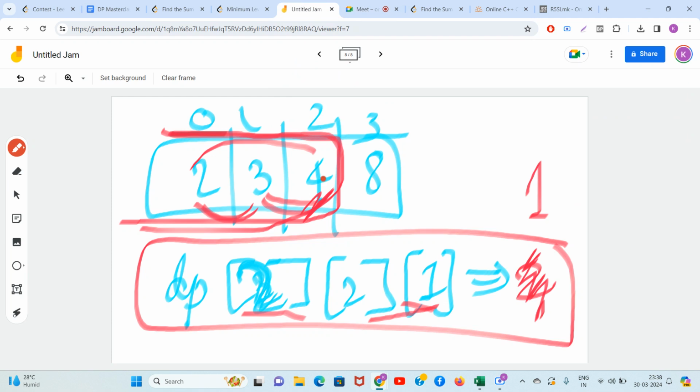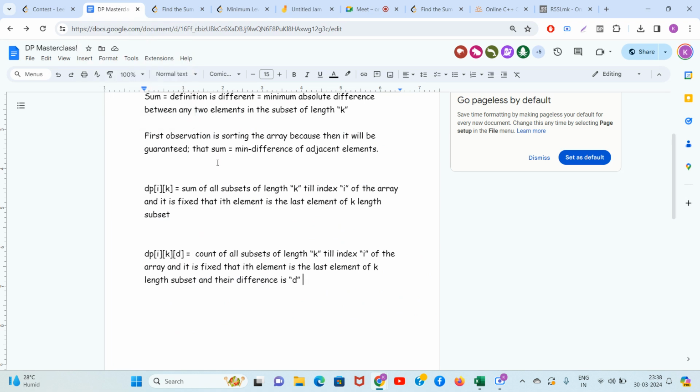Okay, so dp2 of 2 of 1 is 1. Let me write here also. 2 3 4 8, dp2 of 2 of 1 is 1 only.